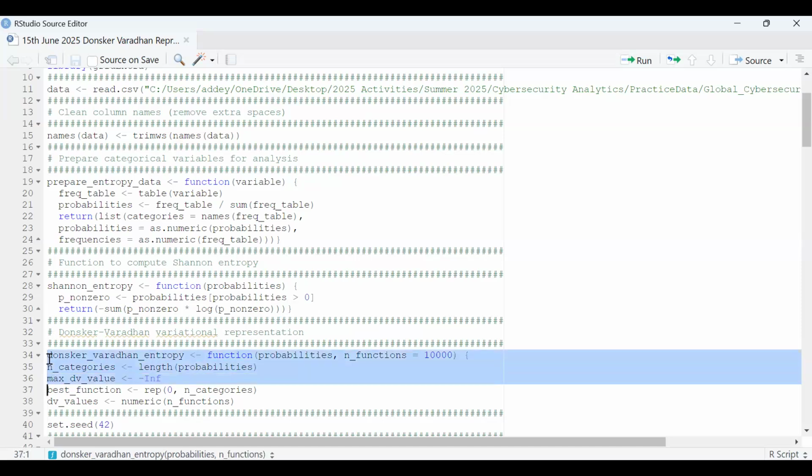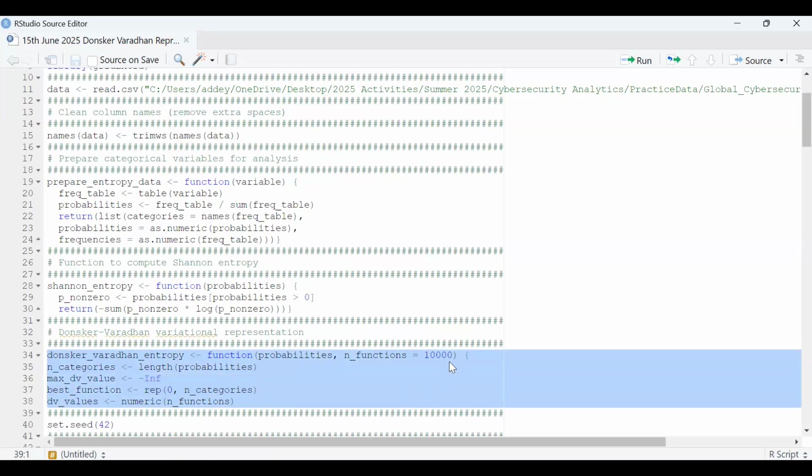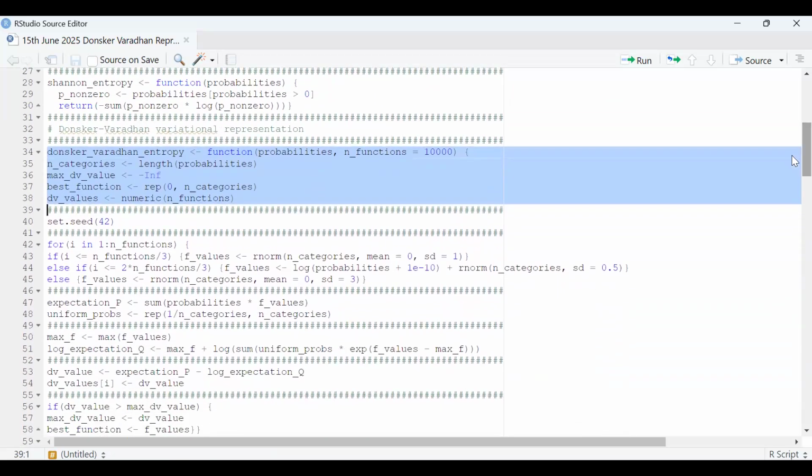Then in this chunk of code, I write a function for the Donsker-Varadhan entropy, and then I set it to use 10,000 functions for optimization. That is one cool thing about the Donsker-Varadhan entropy. So I set those functions here.